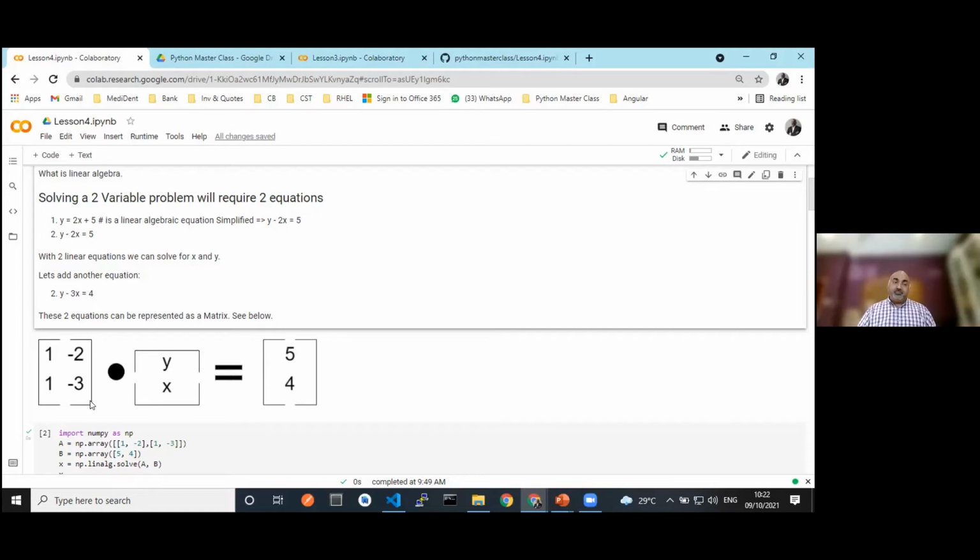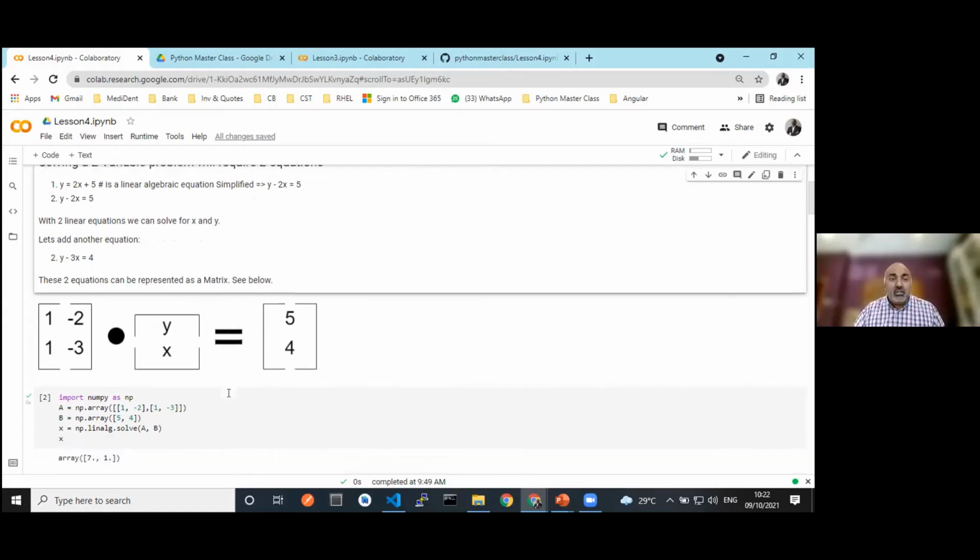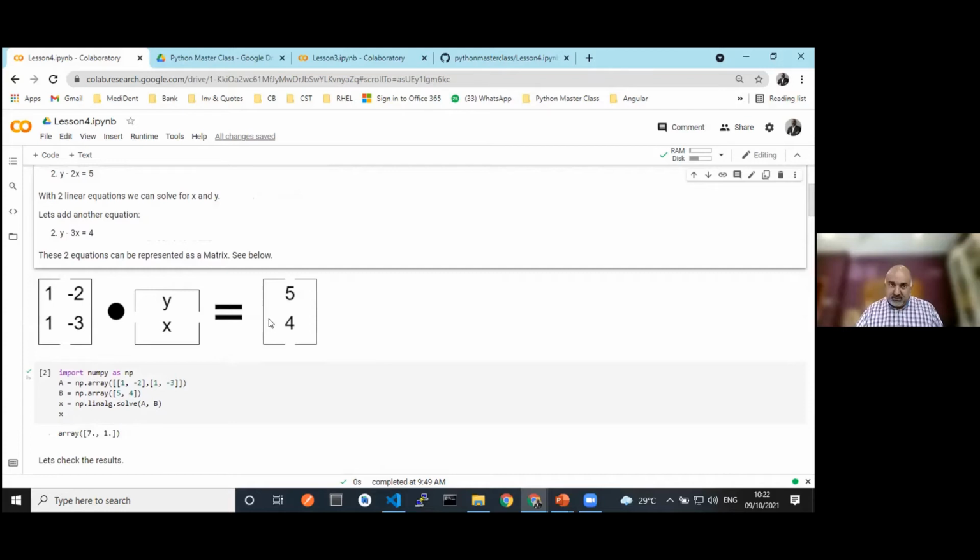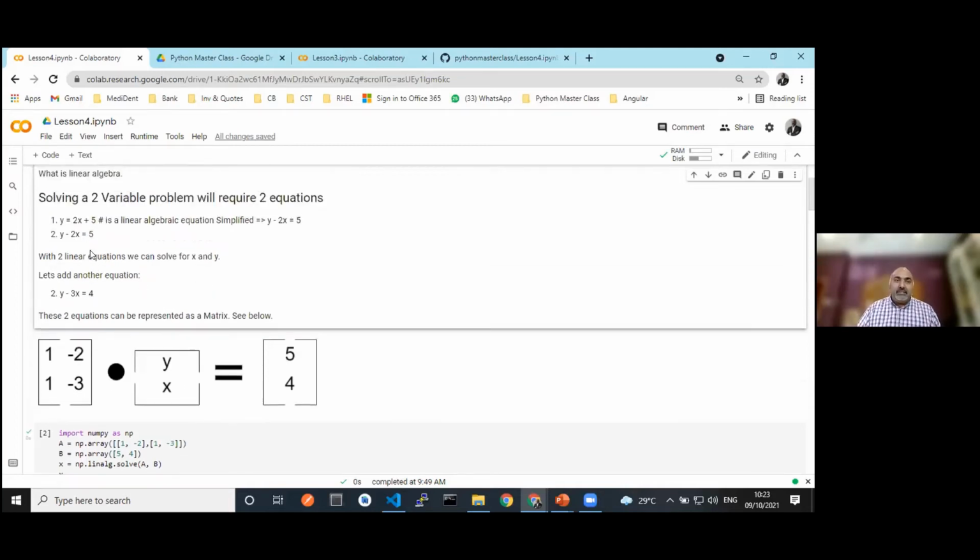Once we convert this into a matrix, we can easily solve this using Python. It doesn't matter: this matrix here can be 20,000 variables, 20,000 rows and 20,000 columns.